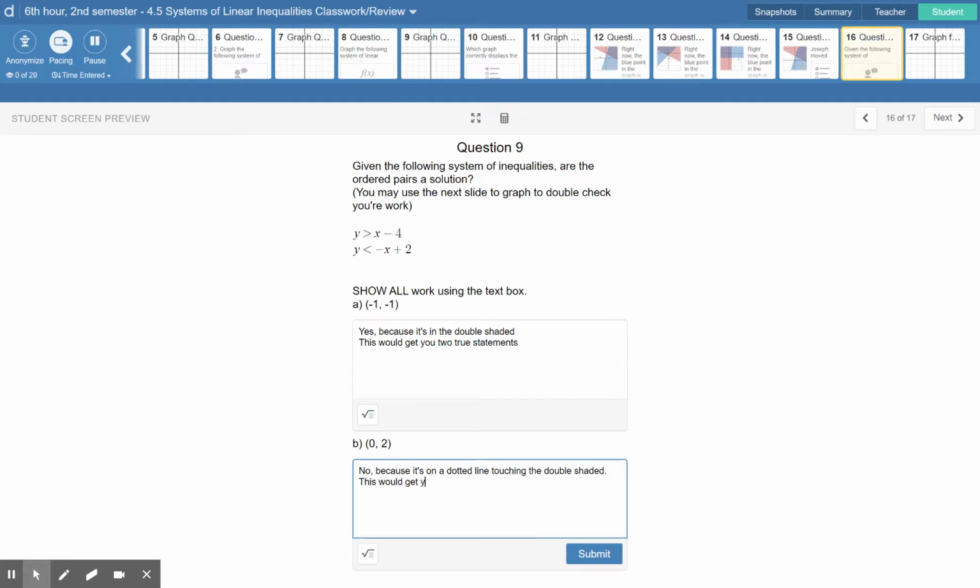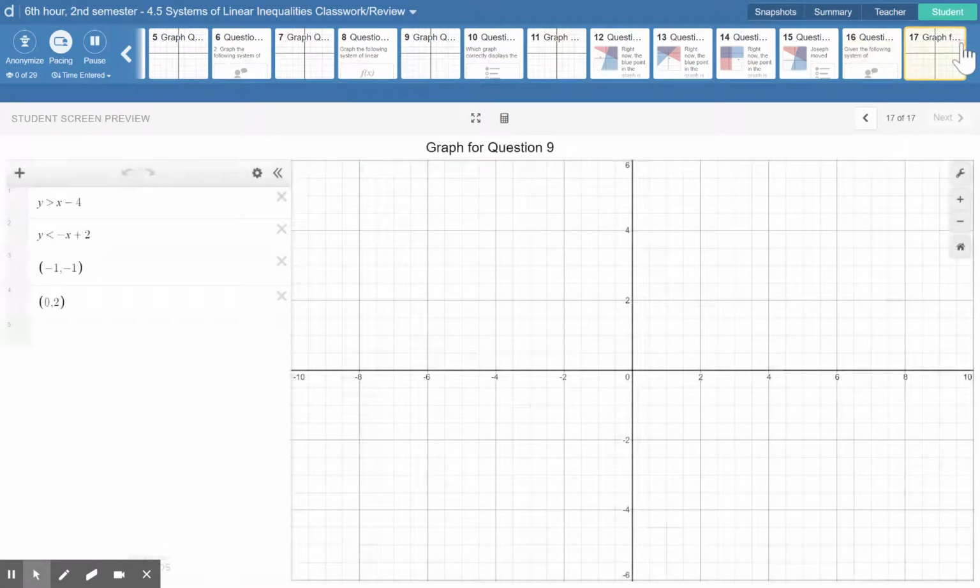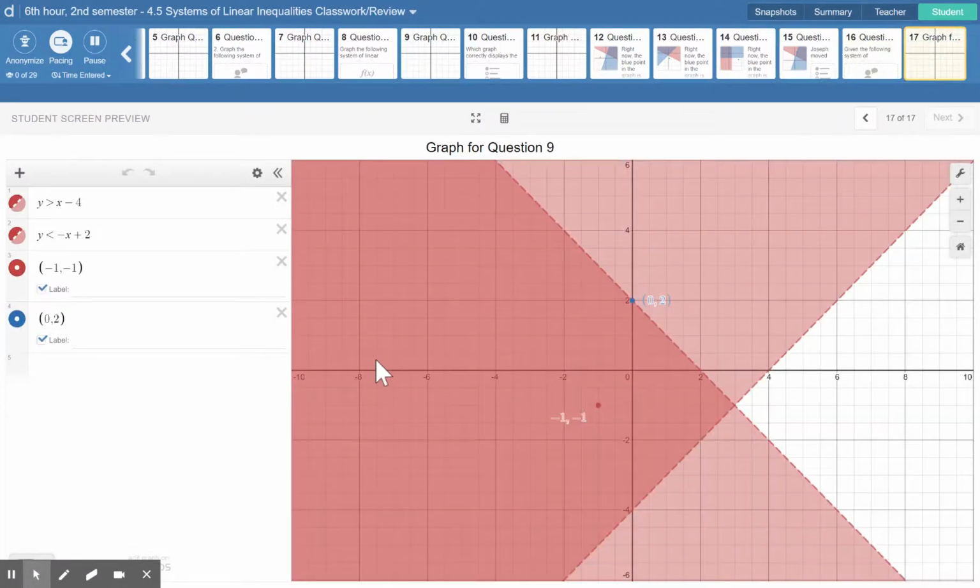And this one would get you 2 false statements. But honestly, I don't need to see that work. If you just put it in the graph and know that the double shaded is your correct answer, you are good to go.